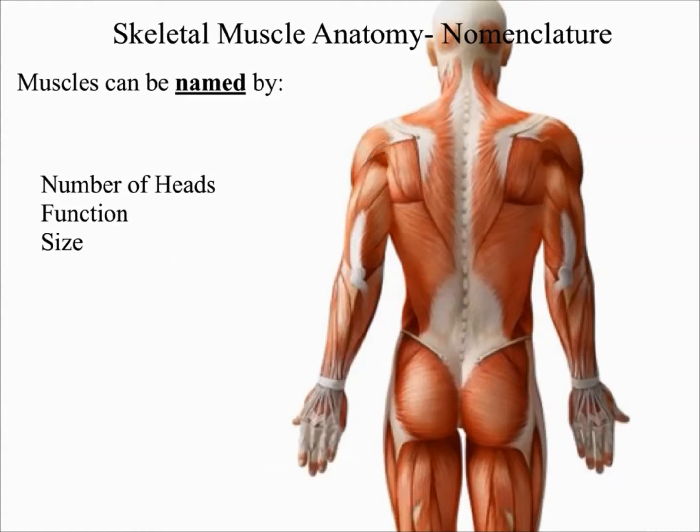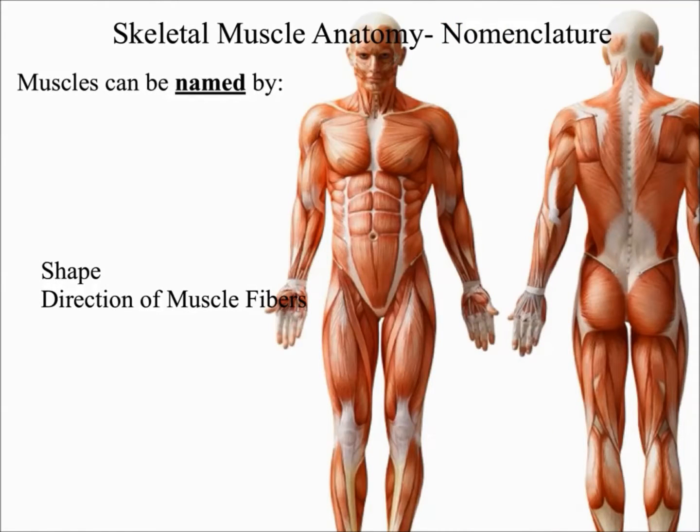Examples of muscle named by their function would be the extensor muscles found on the forearm. These muscles, such as the extensor carpi radialis, extend the wrist. An example of a muscle named by its size would be the gluteus maximus. Maximus meaning large. Examples of muscles named by the shape would be the deltoids. Delta is a triangle, and the trapezius, which resembles a trapezoid.